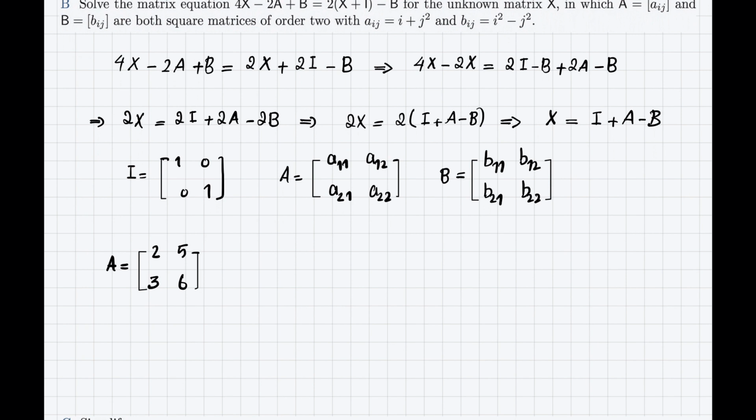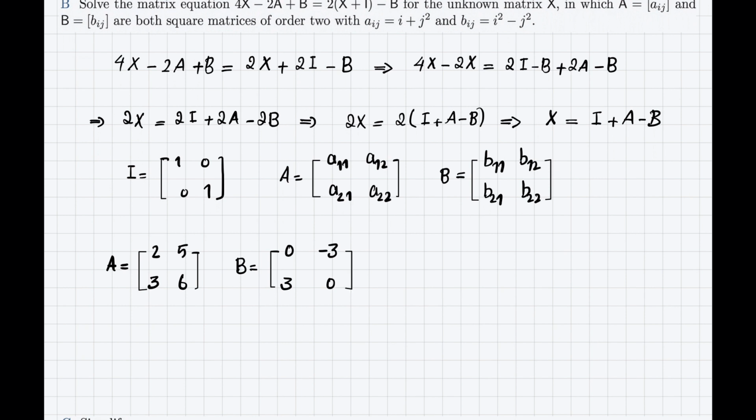And then I will also calculate the matrix B. Yes? So if I calculate matrix B, I need to use the formulas for matrix B. So b11 is 1 to the power 2 minus 1 to the power 2, which gives me 0. And then for this one, i index is 1, j index is 2. So 1 squared minus 2 squared is minus 3. And then for b21, i index is 2, j index is 1, so it becomes 4 minus 1, positive 3. And then finally, both indices i and j are equal, so this difference becomes 0. Okay.